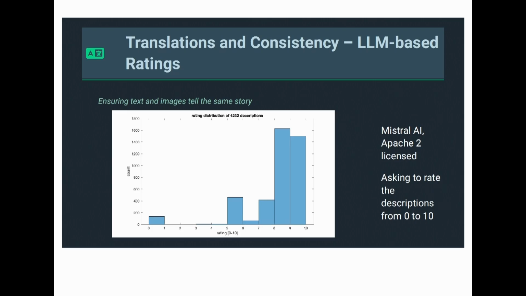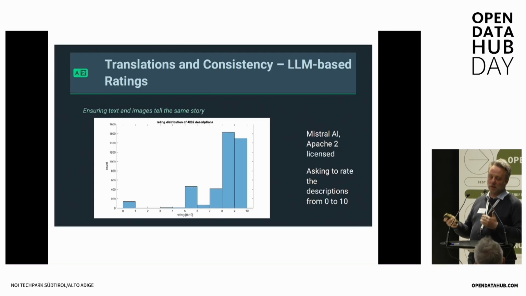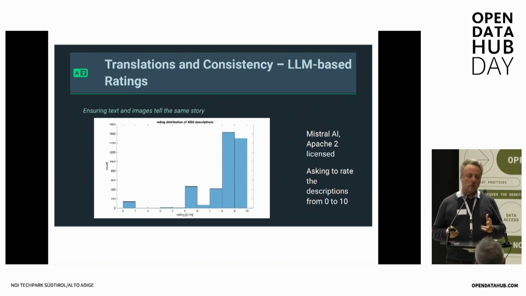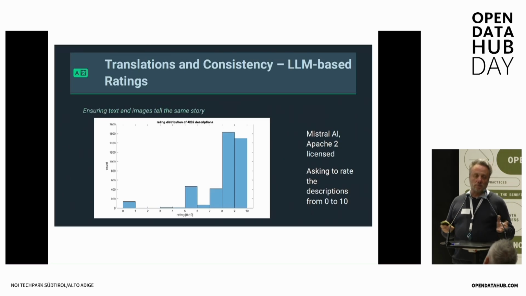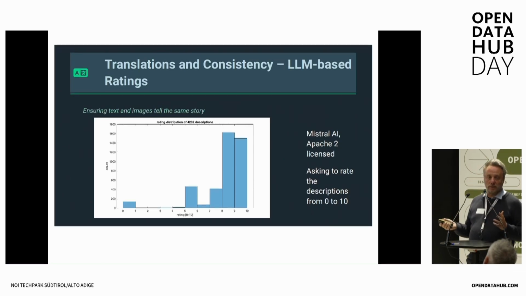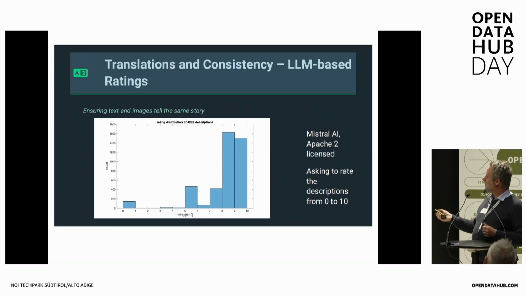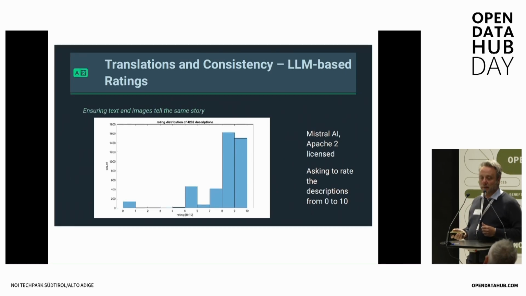And so what we have done is take the accommodations and scan all the translations of all the descriptions using Mistral AI, a model with the Apache 2 license. And as you see, here is the distribution. So 0 is bad, and 10 is good. And so, as you see, fortunately, we have a lot of data that is correct. There are some exceptions that are not so perfect.